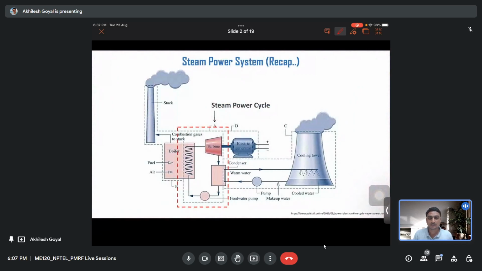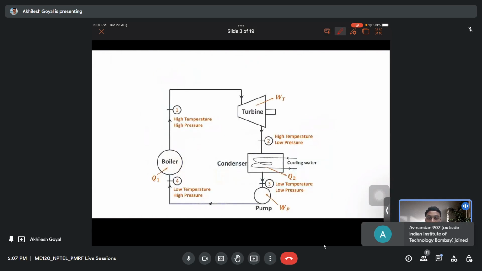So, in the last session, we discussed the steam power system as a whole, then the steam power cycle, and we analyzed the whole cycle, the thermodynamic aspect of the steam power cycle, and solved the related problems as well. So, this is the typical steam power cycle we discussed in the last couple of lectures.